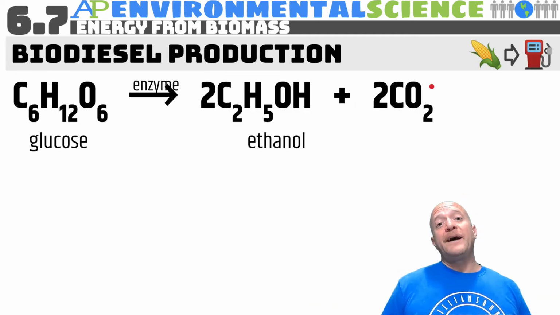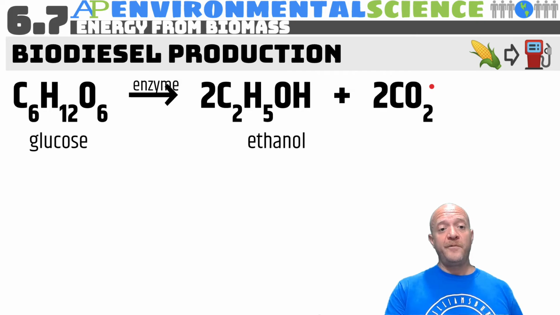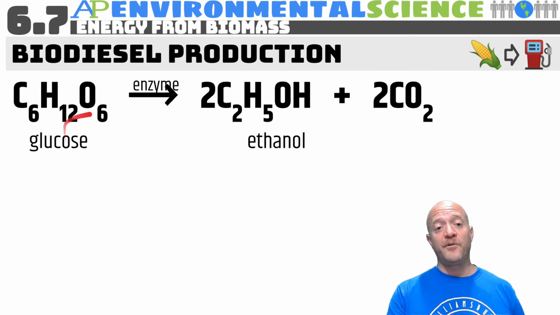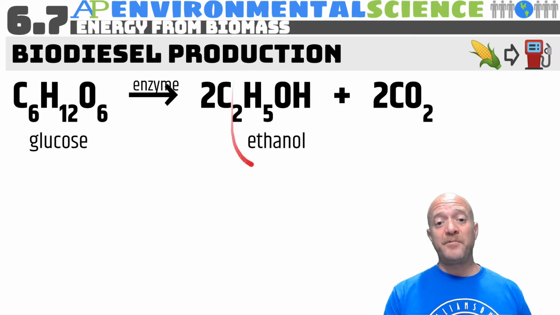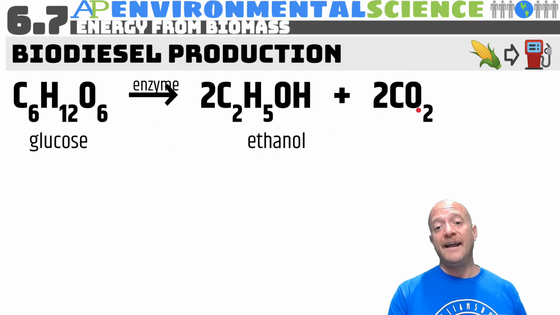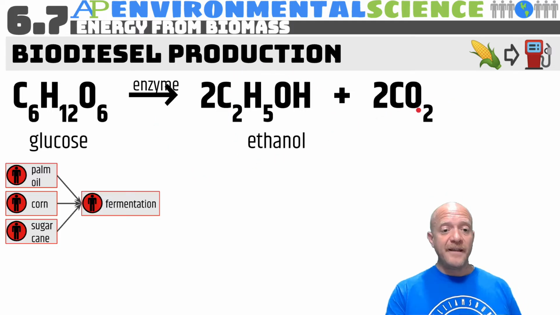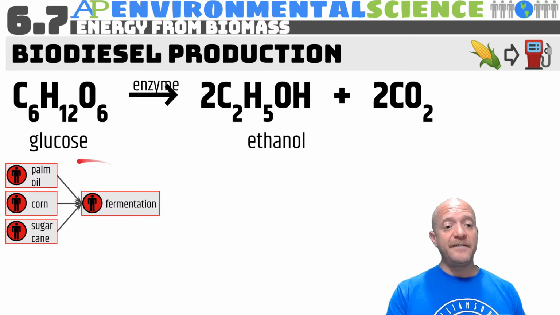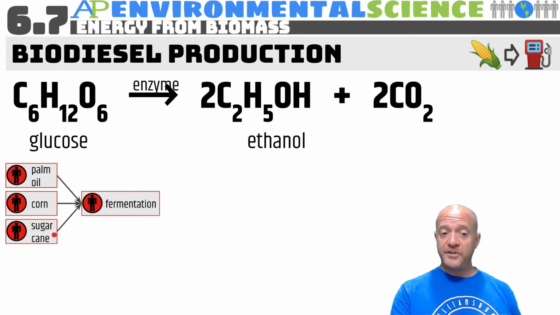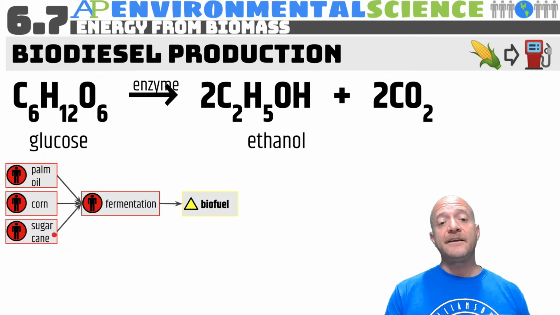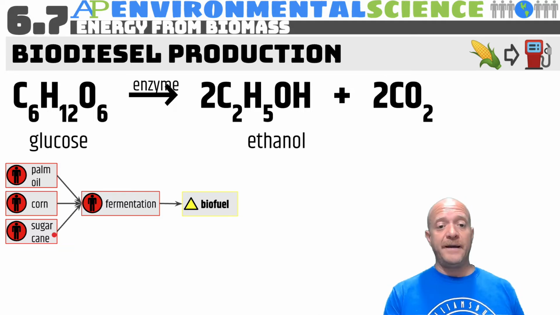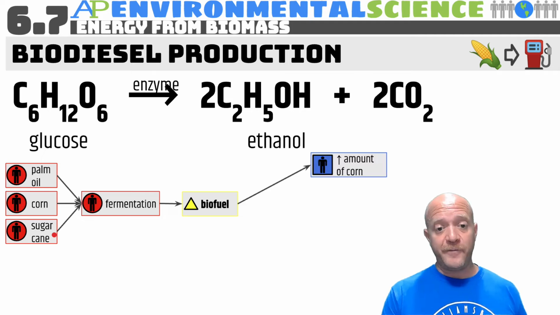So to produce biodiesel from corn, we're using the glucose that's present in the corn, using enzymes, and undergoing a fermentation process where we produce ethanol and carbon dioxide as a byproduct. Now, this fermentation can be done from palm oil, corn, or sugarcane, and this can contribute to the production of a biofuel. Biodiesel is a form of a biofuel.